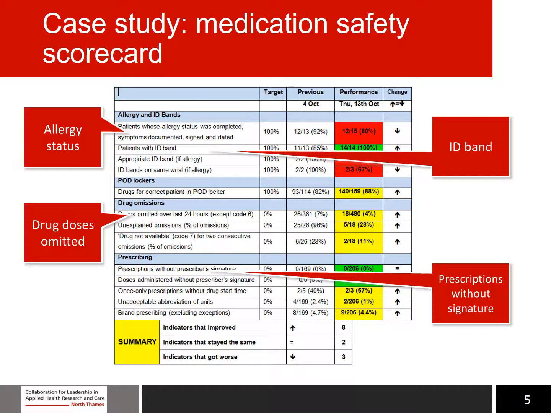Another example is a study evaluating a hospital-based intervention to improve medication safety. Medication errors obviously increase the risk of harm to patients, so a scorecard was developed with staff from 2 NHS hospitals. This scorecard measures performance against a set of safety criteria, such as recording of allergies or prescriptions given without a signature.